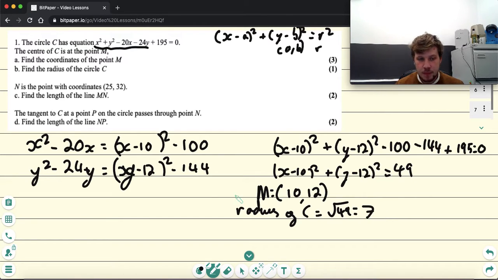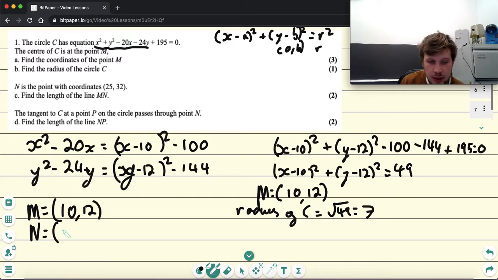is going to be the square root of 49, which we know is 7. Okay. N is a point of the coordinates 25, 32. Find the length of MN. Well, I know that M, as mentioned over here, is 10, 12, and N is going to be 25, 32.